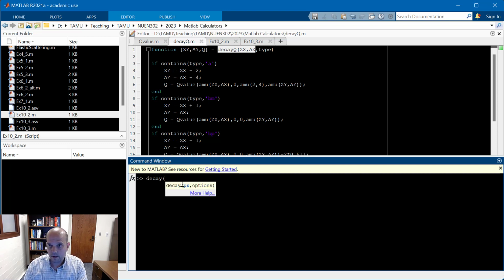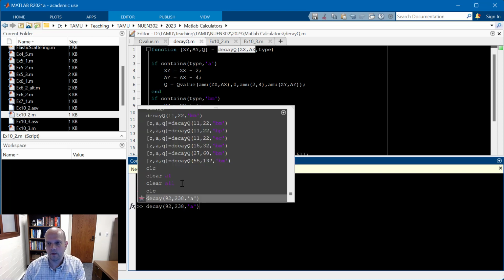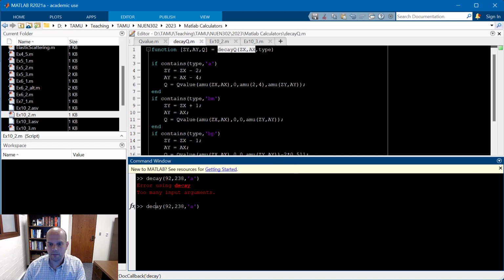Let's do U238 again. So 92 and 238. And the type is going to be alpha. Forgot to type decay Q is the name of the function. And I need to give it more outputs. So that's going to be Z, Y, and Q.